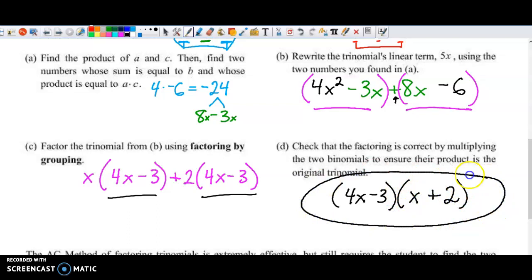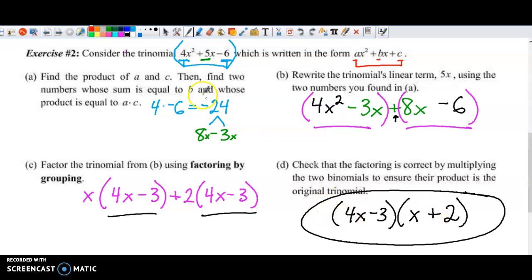And you can double check that this is correct because you can multiply this out. 4x times x is 4x squared. The outside is 8x. The inside is negative 3x. That gives me 5x. And negative 3 times 2 is negative 6.